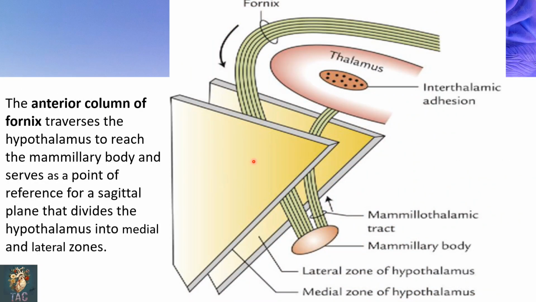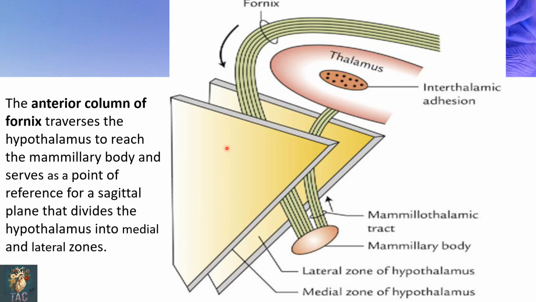Then another very important relationship of the hypothalamus is that the anterior column of the fornix traverses the hypothalamus to reach the mammillary body. So in this area you can see this is the fornix and this is the thalamus. This fornix is passing through the nuclei of the hypothalamus, and they divide the substance of the hypothalamus, when seen in a sagittal plane, into medial and lateral zones, and then they reach the area of the mammillary body.